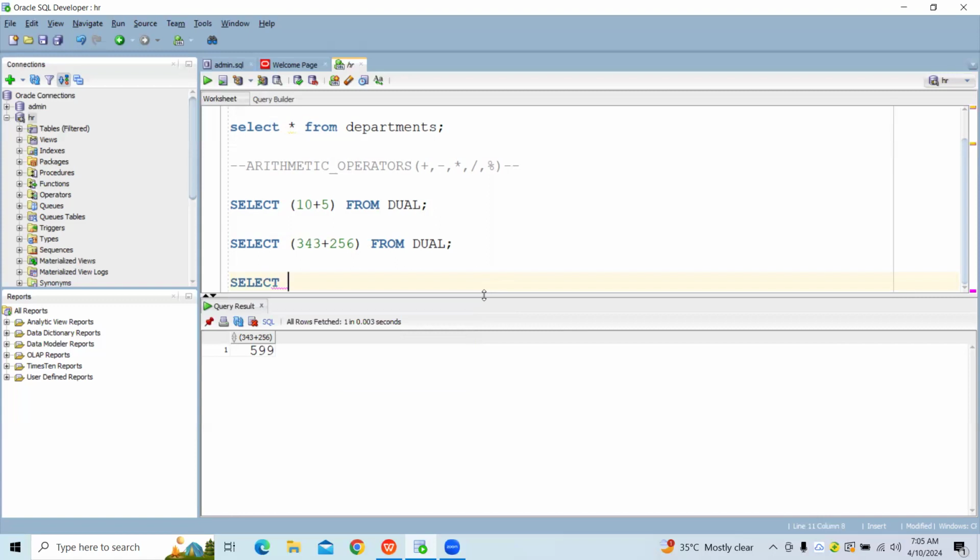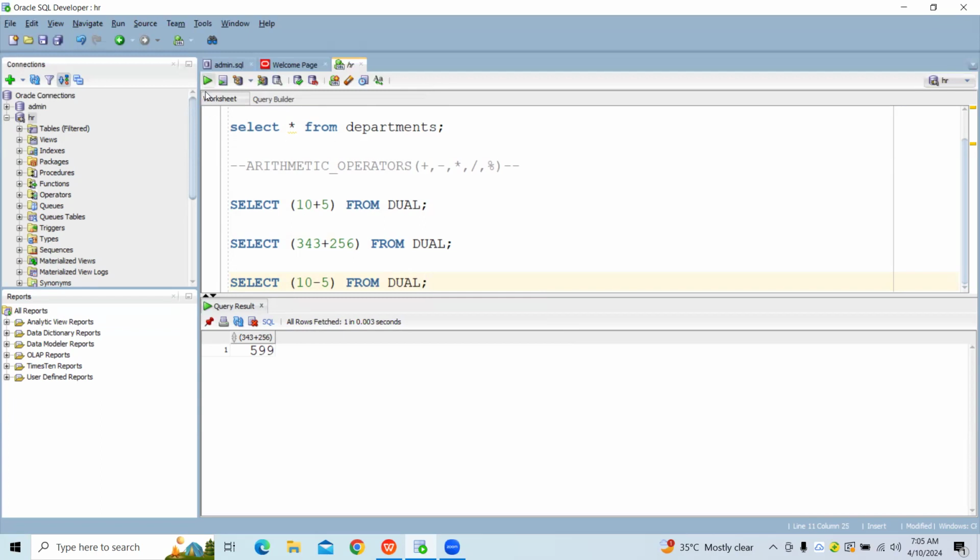After the select keyword, now I wanted to perform subtraction between 10 and 5. So for that, I would be writing 10 minus 5. After mentioning this, I have closed the parenthesis. After that, I have mentioned the from clause, given the table name as dual, and I'm terminating the query with a semicolon.